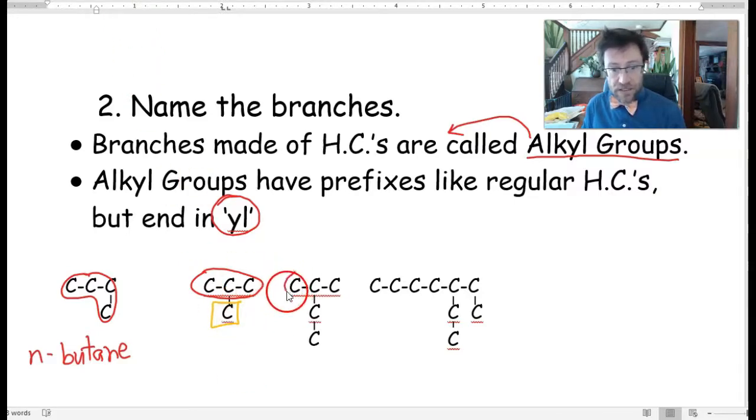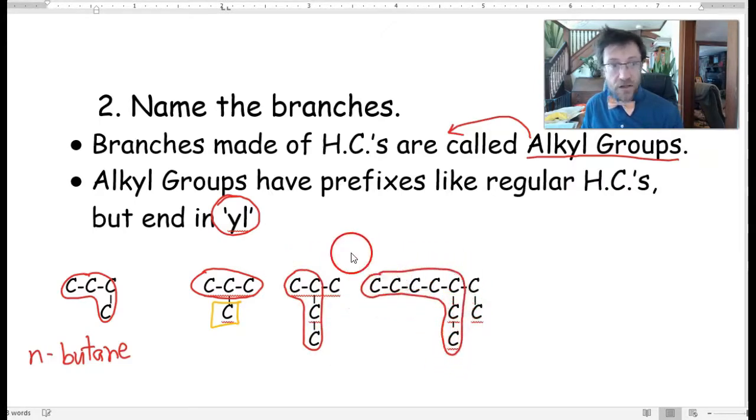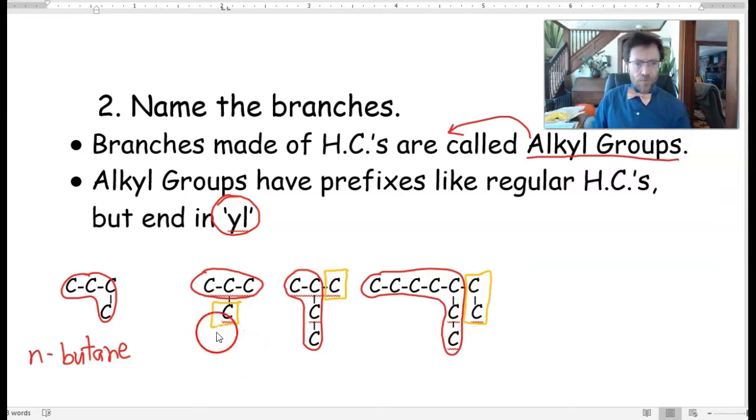I think I went like this. Then I went like this. Remember, circling the longest continuous sequence of carbons. And then, after I have that root or the base name, I put a big square around what I'm going to call my alkyl groups. You guys get what I'm saying? My alkyl groups.